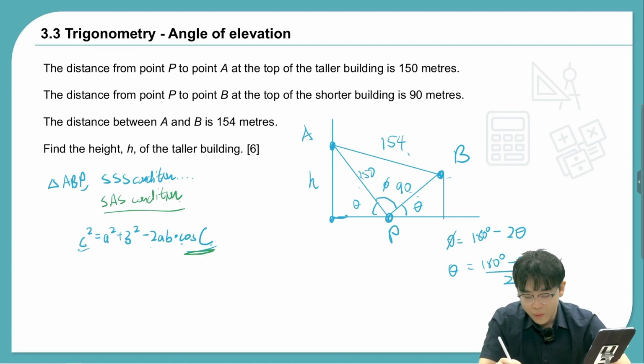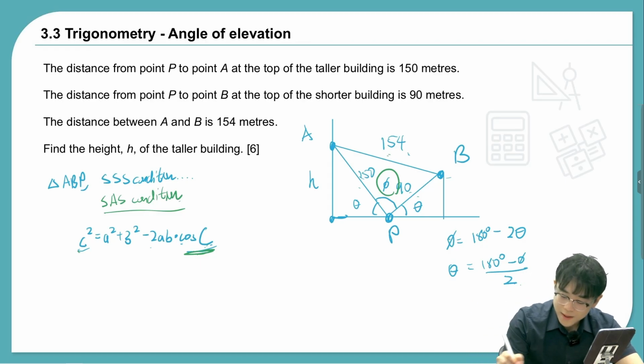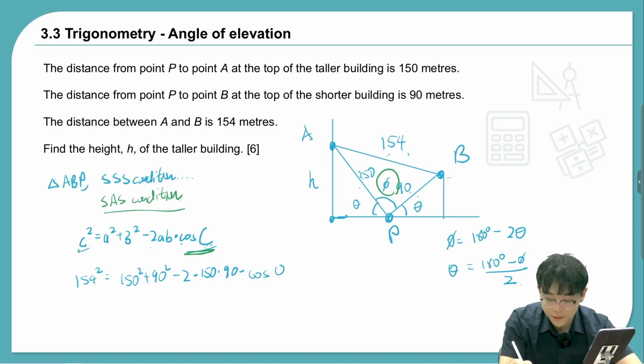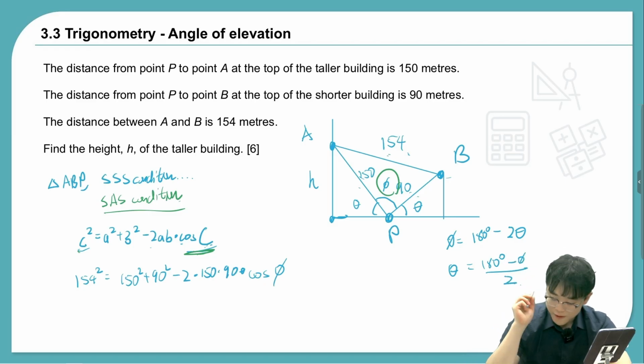So in our case, we probably want to make use of this angle phi, so we want to call this one angle C, right? That would make 154 the side length c, and the other two would be sides a and b. Okay, so this is what we have to fill in. So we would say 154 squared is equal to 150 squared plus 90 squared minus 2 times 150 times 90. And then we would have cosine phi, right? It's perfectly okay to not know what phi is because we can just simplify, right?